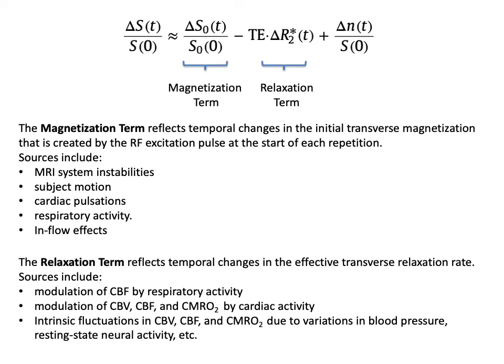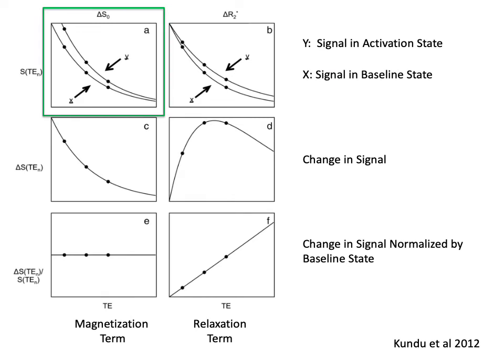Finally, note that the relaxation term exhibits a dependence on echo time TE, whereas the magnetization term does not. We will examine this further in the next slide. Here we take a closer look at the difference between the magnetization and relaxation terms. In this figure, all signals are plotted as a function of echo time TE.